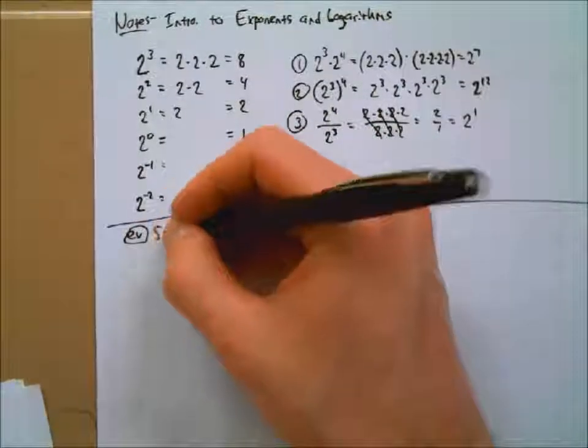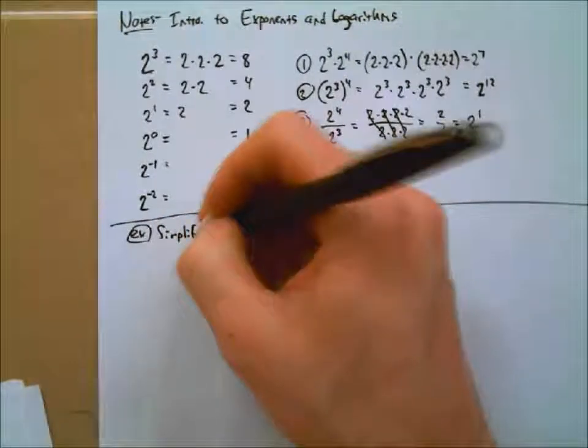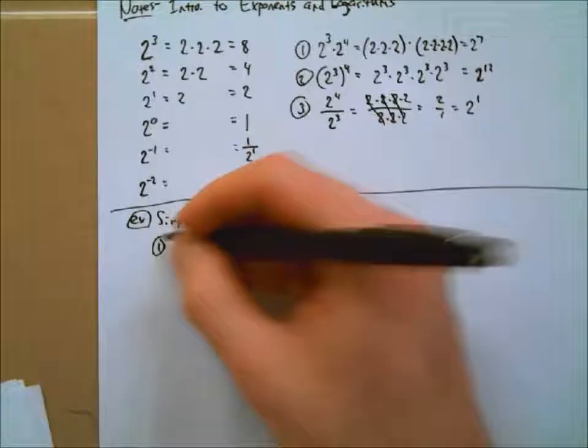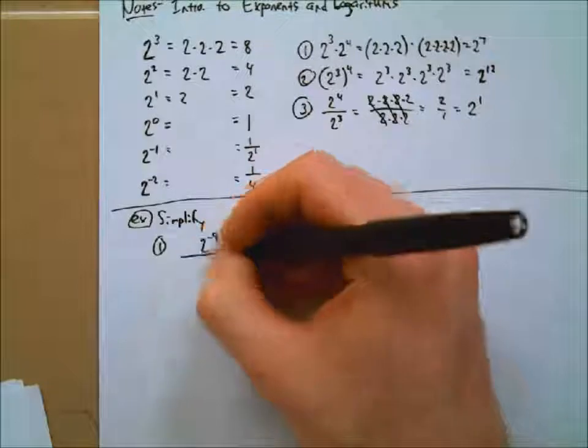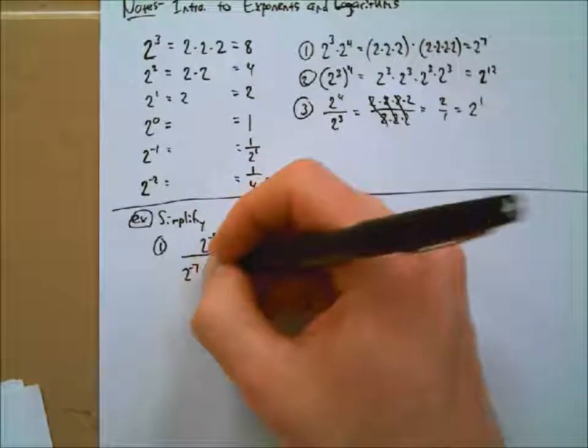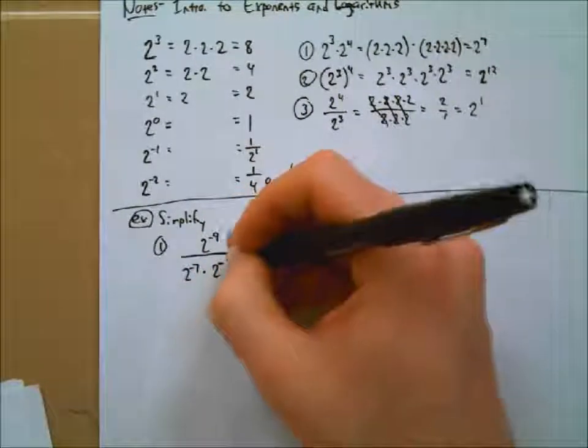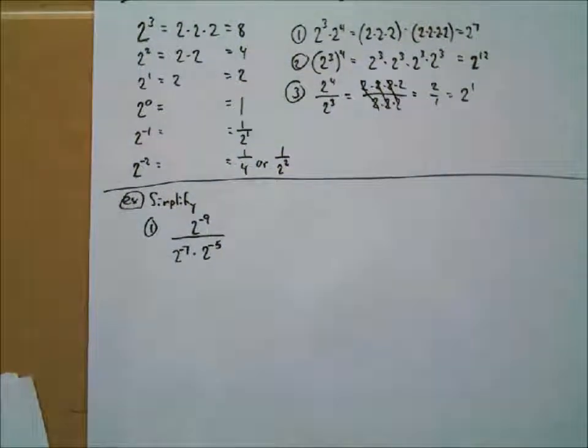So some things we should be able to do. For example, we should be able to simplify things with exponents. So I'm going to keep with the 2's here: 2 to the negative 9 over 2 to the negative 7 times 2 to the negative 5. And again, you have a couple paths you can take here. There's not just one way to do this, and I think that can cause some trouble for students about when you can't do certain paths. But there are a couple of different ways you could go here.